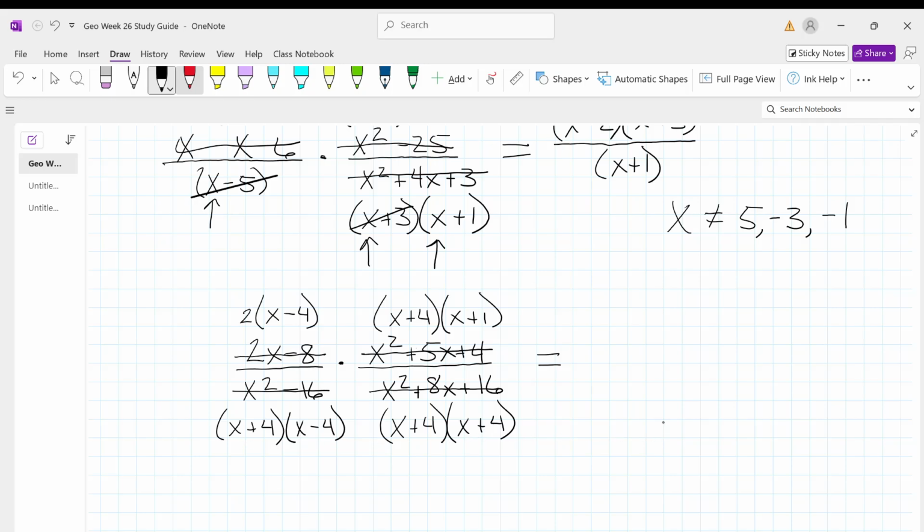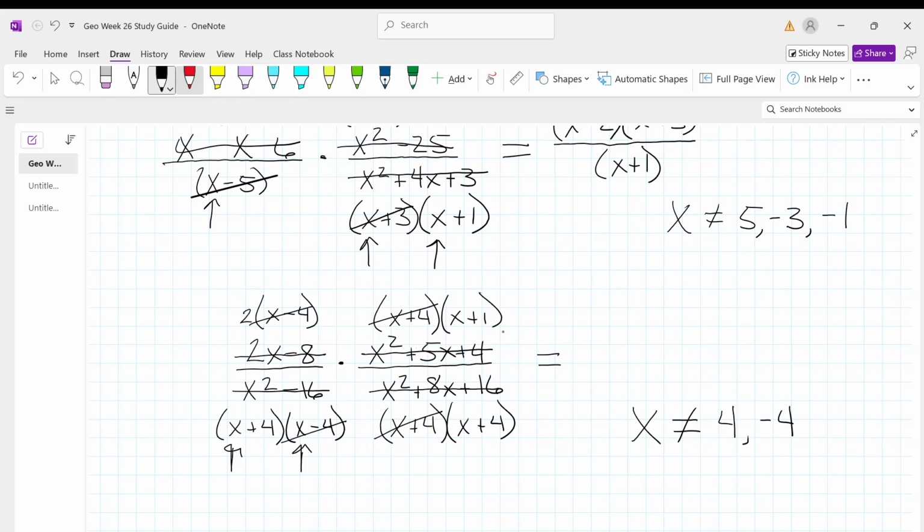All right, let's get our restrictions now. So our restrictions, x cannot be equal to a negative 4 here, a positive 4 here, and then again, the negative 4 repeats. So 4 and negative 4. All right, so I'm going to start in the top left. This x minus 4 cancels with this x minus 4. Then we can go vertically. X plus 4 cancels with an x plus 4.